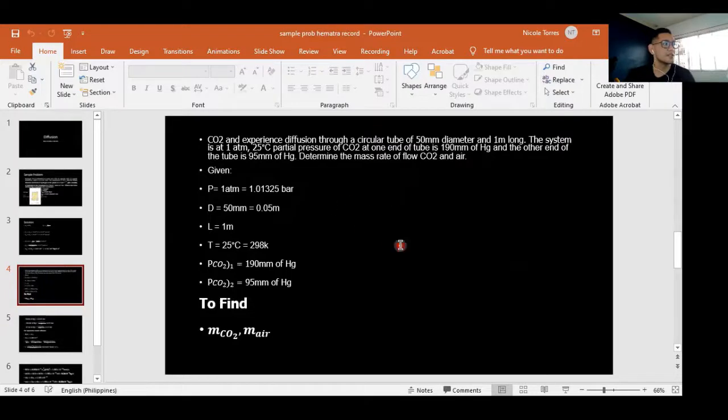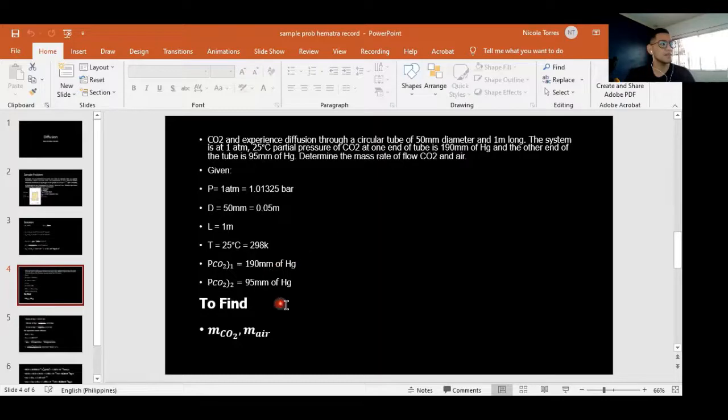So given, the pressure is 1 atm, which is equal to 1.01325 bar. The diameter would be 50 millimeter, let us convert it to meters, so it becomes 0.05 meters. The length is 1 meter. The temperature is 25 degrees Celsius, let us convert it to Kelvin. So it would be 298 Kelvin.